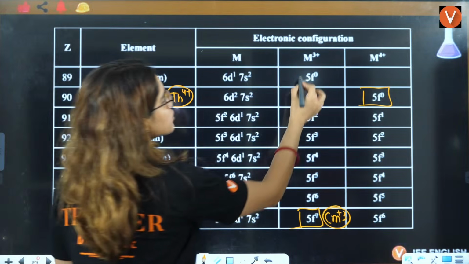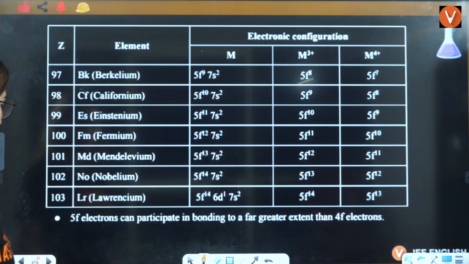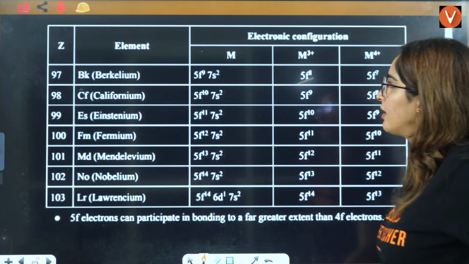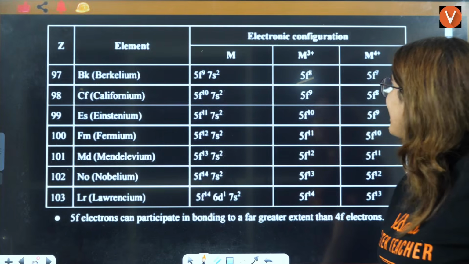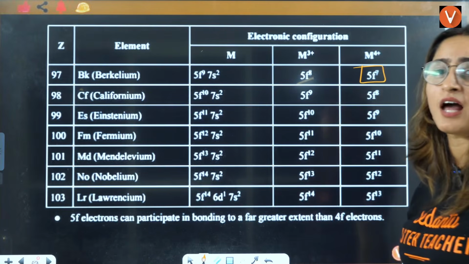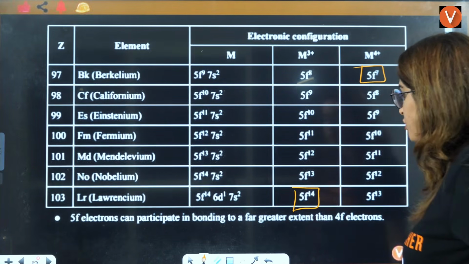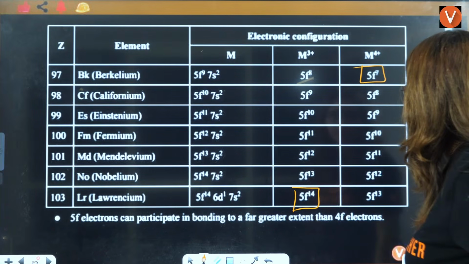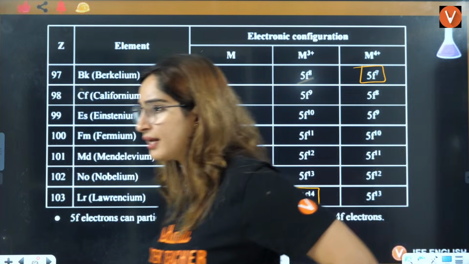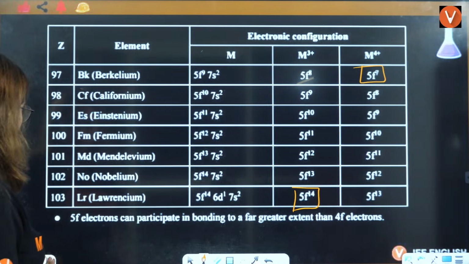Actinium is obviously stable in +3. Then next you have berkelium. There are very rare chances they will ask you this, but you should point it out. Very, very rare chances they will ask from actinoids. Lawrencium, you should know, is stable in +3 oxidation state. I think that is more than enough. You don't have to do more than this.